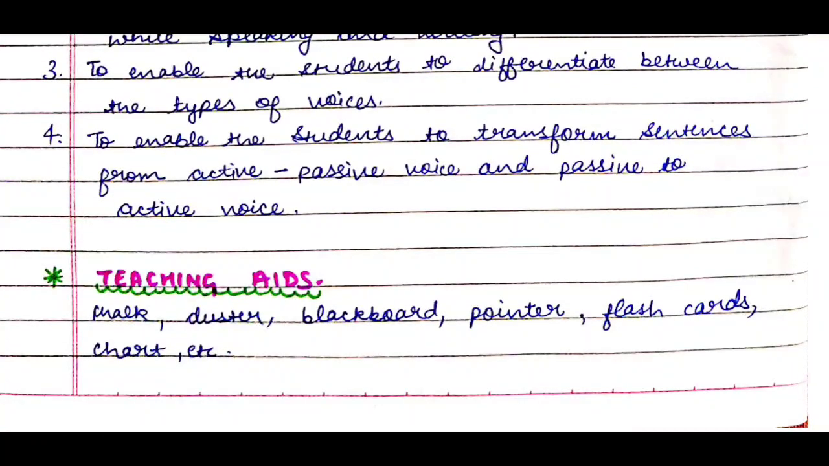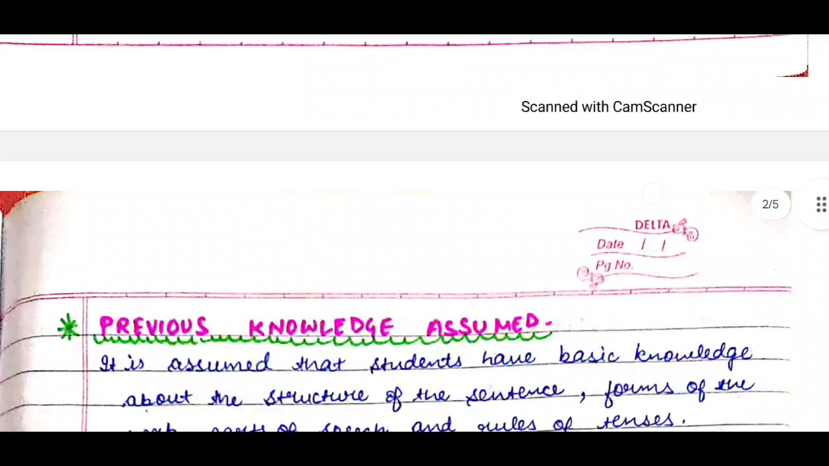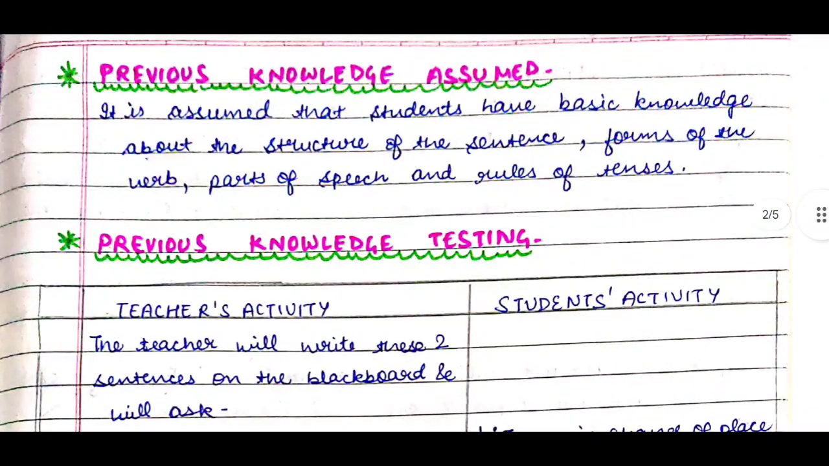Next heading in our lesson plan, we will write teaching aids. Teaching aids includes all the materials that you require to teach the lesson, okay? So we need chalk, duster, blackboard, pointer, flashcards, chart, etc. Whatever you need, you can write it over here. Next heading comes previous knowledge assumed, okay? So here we will write it is assumed that students have basic knowledge about the structure of the sentence, forms of verb, parts of speech and rules of tenses.